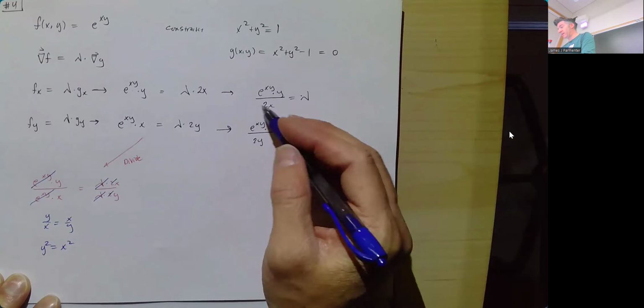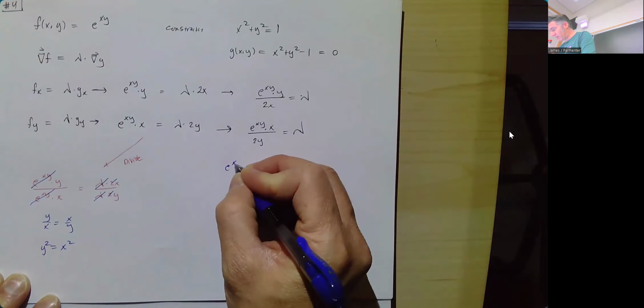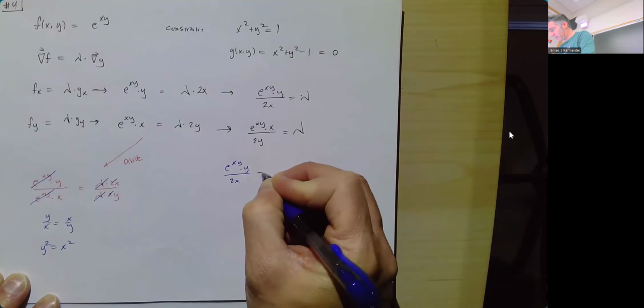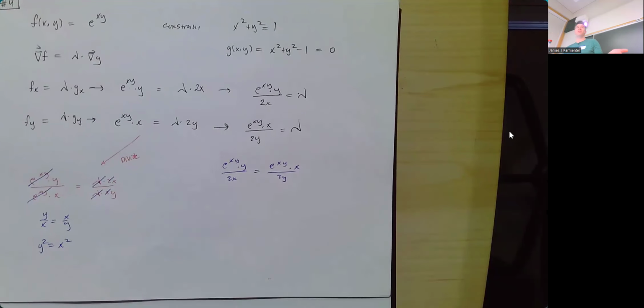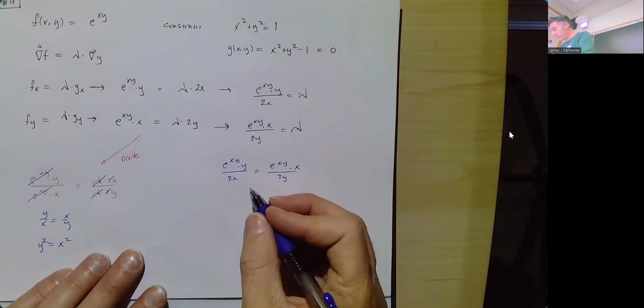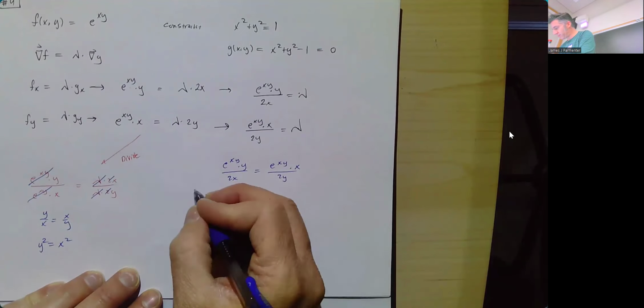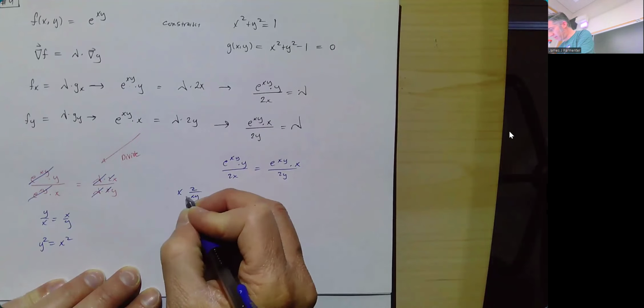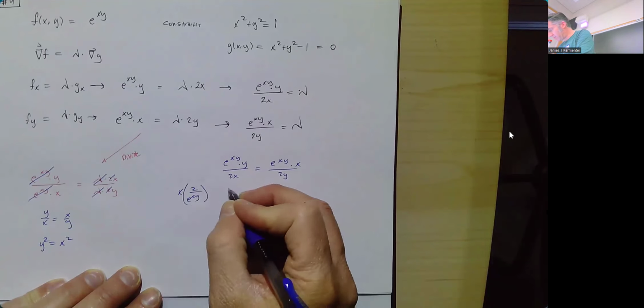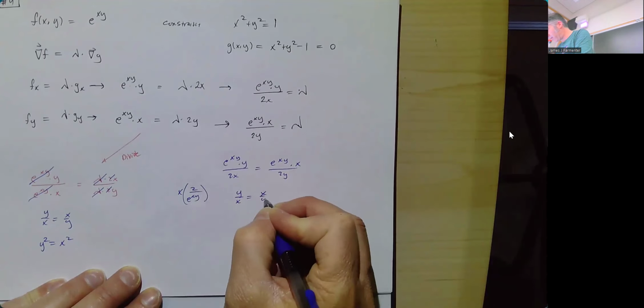Similarly here, if I did the same work, I have e to the xy times y over 2x equal to e to the xy times x over 2y. It is totally safe to divide both sides by e to the xy, or cancel the e to the xy's, because e to the xy can never equal 0. So it's okay to divide by it, because you won't be dividing by 0. You're going to get the same thing. Multiply both sides by 2 times 2 over e to the xy, which gives us y over x equals x over y.